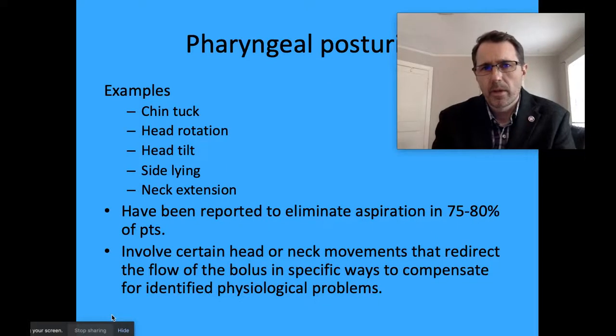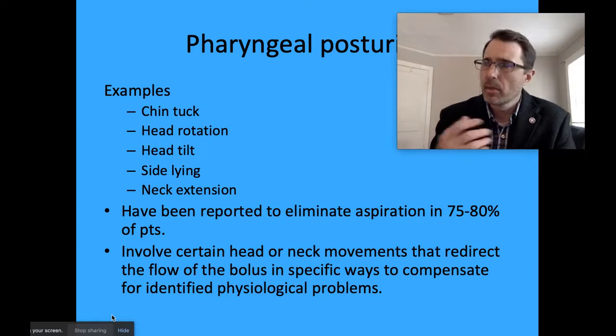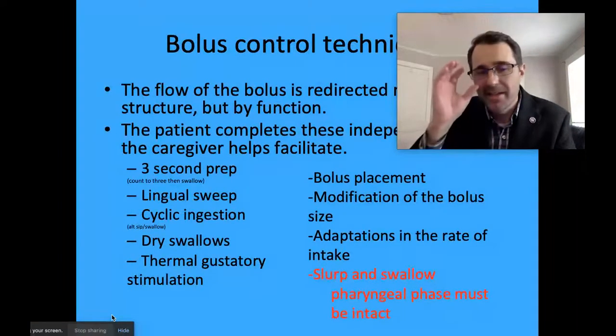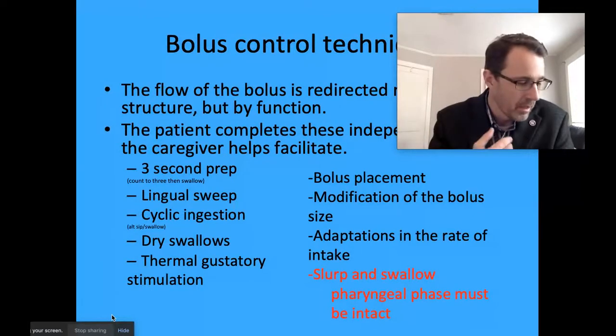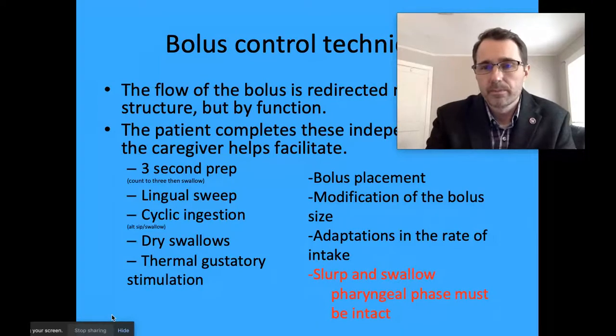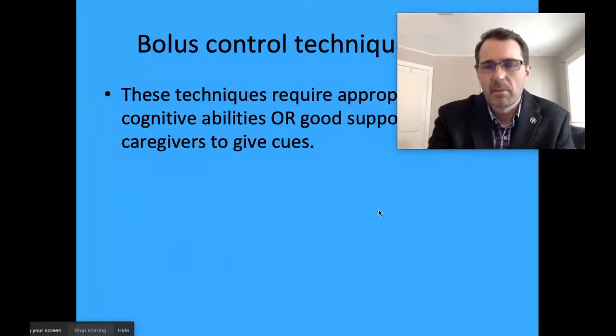Okay, so we'll come back to the pharyngeal posturing techniques when we get to pharyngeal deficits. Let's get into some discussion of strategies for oral deficits, such as difficulty with bolus manipulation, difficulty with AP transit. Here is a list, but we're going to go through these individually.